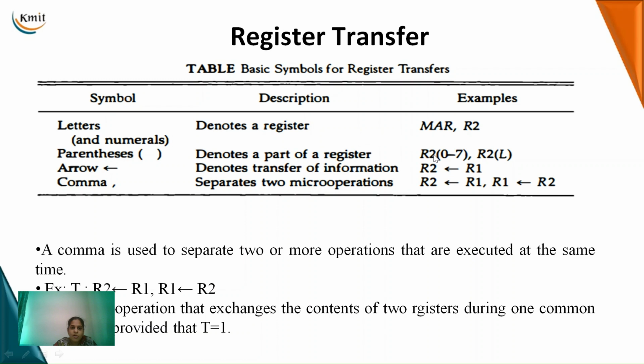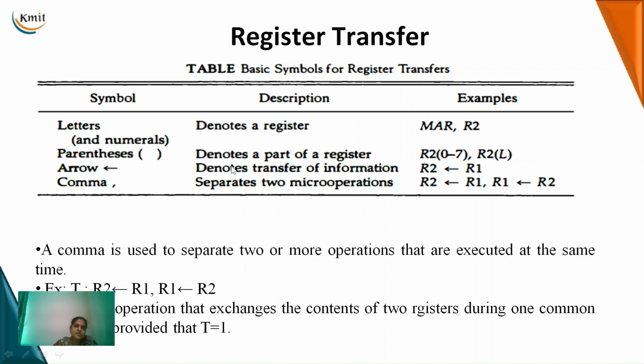If you want to perform an operation only on certain bits of a particular register, then you can specify it like this, R2 of 0 to 7. Suppose it is a 16-bit register and you want to replace the contents only in the first 8 bits. You can write it as R2 of 0 to 7. Or if you want to perform it only on the left half, R2 of L can be represented like this.